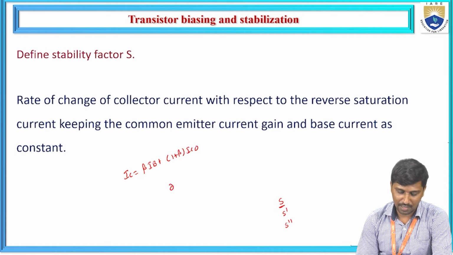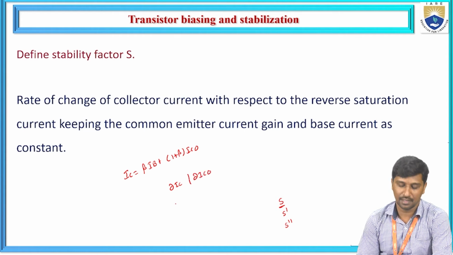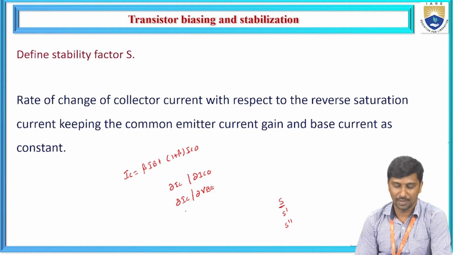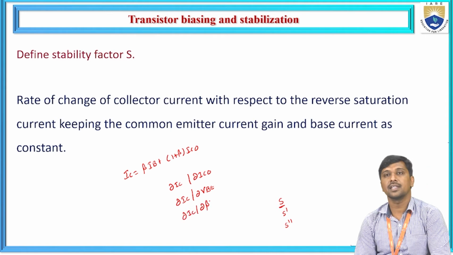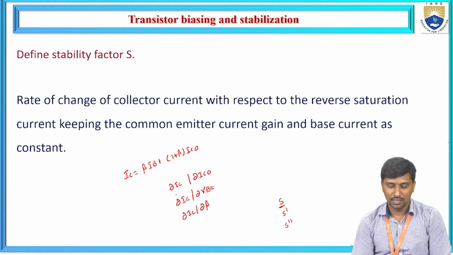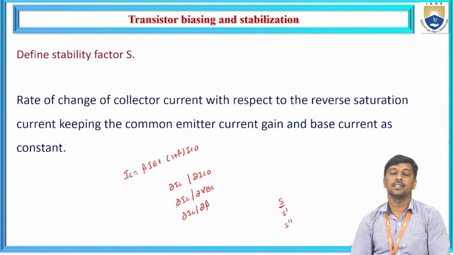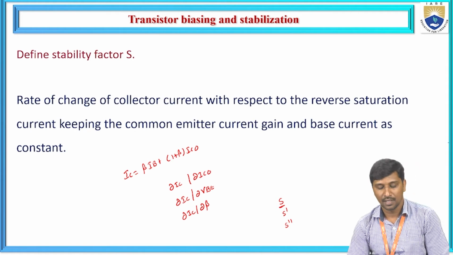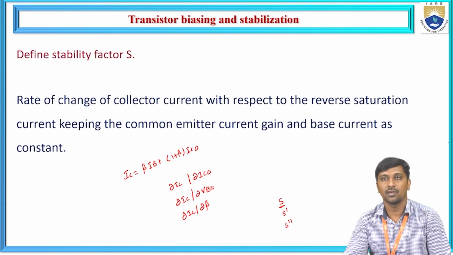It means the rate of change of collector current with respect to the rate of change of reverse saturation current, or with respect to the input parameter VBE, the input voltage, when considering the common emitter configuration, or with respect to the variation of the current gain. So in these cases, how the collector current changes with respect to change in the reverse saturation current, the VBE parameter, or the current gain parameter.